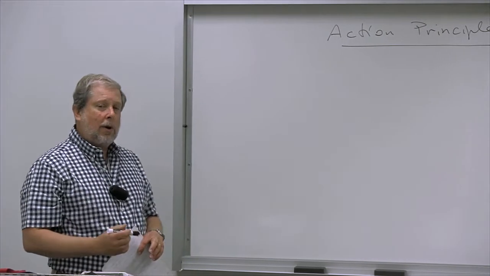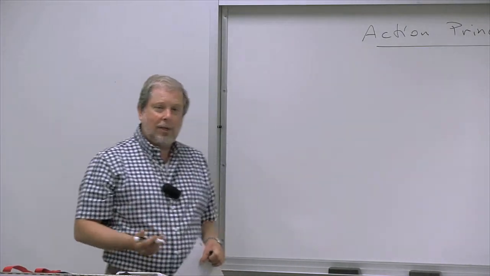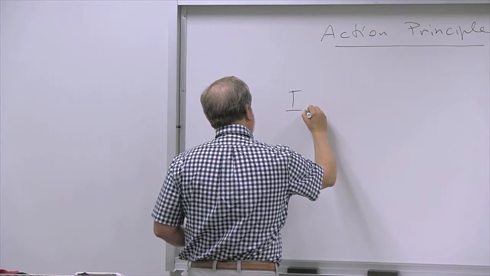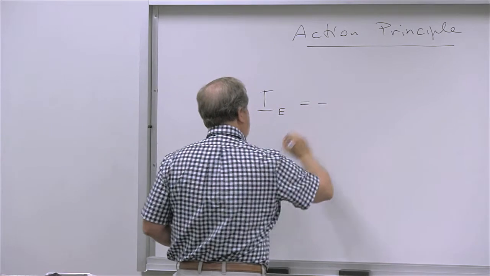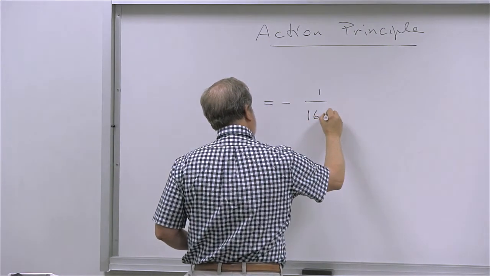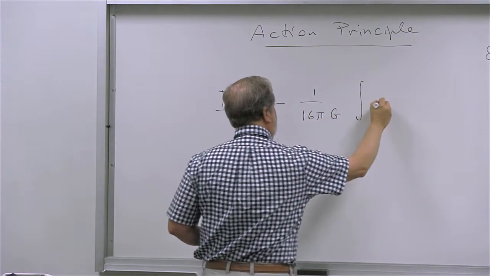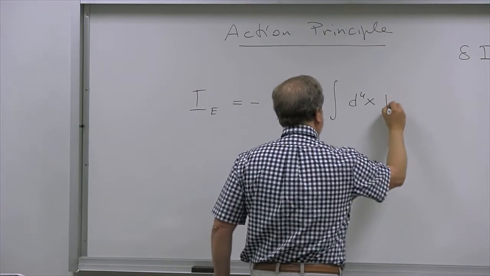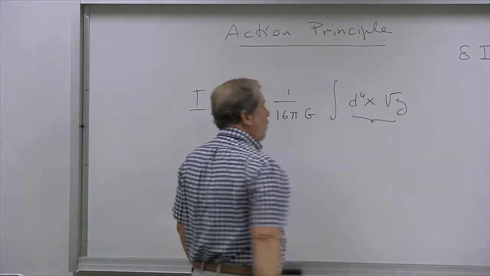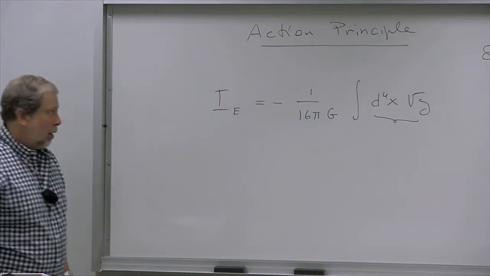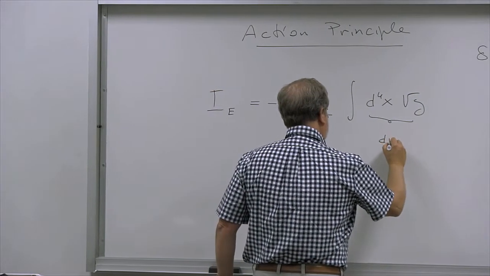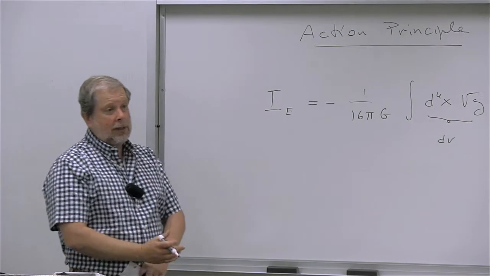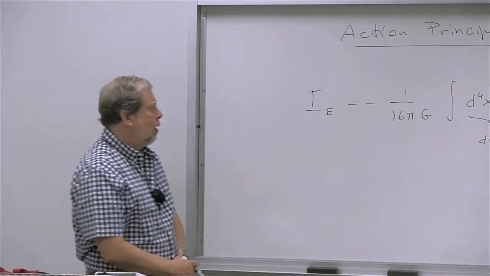Now, what is interesting about gravity is that the variational principle is very simple, right? So what you look at is I equal to minus 1 over 16 pi G times the integral d4x times square root of g. So you look at the integral over a volume element, right? Remember that the volume element, which is general coordinate invariant, is not d4x, but is d4x times the square root of the determinant of the metric, right?